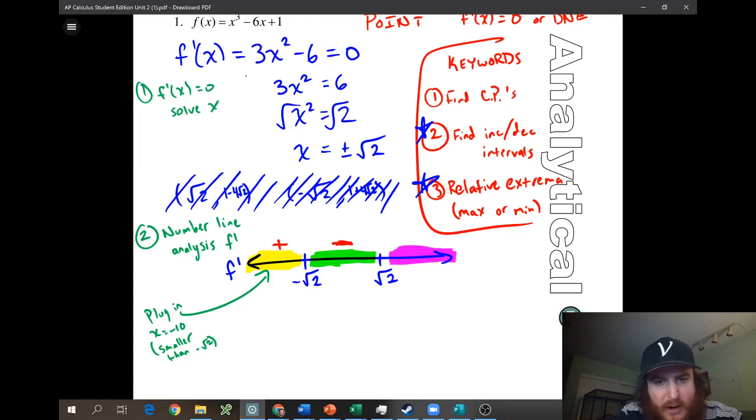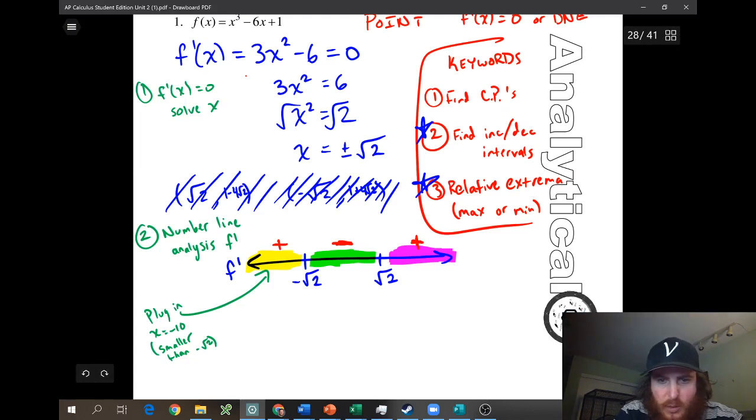Now, something bigger than square root of 2. Say like positive 10 or positive 2. I'll use positive 2, right? Square root of 2 is like 1.7 or something like that, so 2 would work. 3 would work, 5 would work, anything bigger than square root of 2. So 3 times 2 squared, that's 3 times 4 is 12. 12 minus 6 is positive.